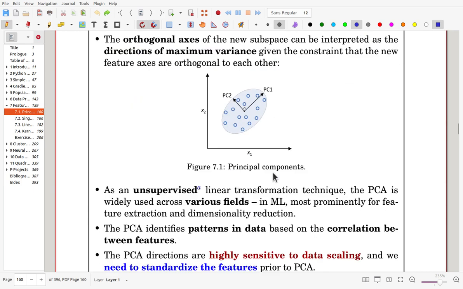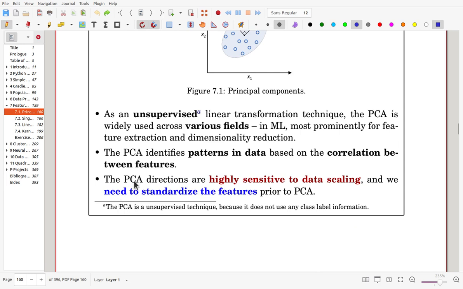The PCA is an unsupervised technique because we don't use labels. The PCA can identify patterns in data based on the correlation between features. Here we have a warning. The PCA directions are highly sensitive to data scaling, and we need to standardize the features before using the PCA.